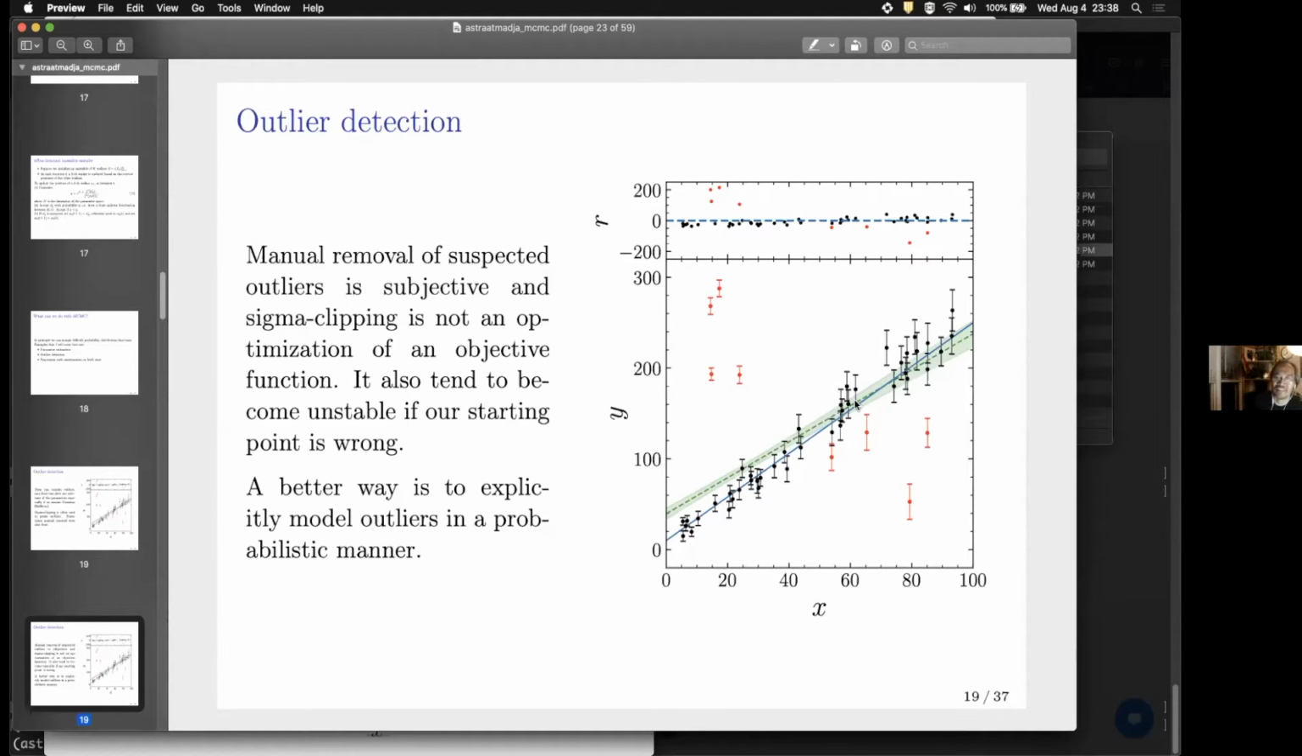It tends to be subjective. So what do we do? Manual removal is somewhat arbitrary. And the problem with sigma clipping is it doesn't really optimize an objective function. There is no loss function that we want to optimize. We just want to get rid of points. One of the better ways is to put it in the likelihood in the model. So our likelihood model, our noise model, has to include an outlier model. That's how we treat outliers in a probabilistic manner. Just explicitly model it.